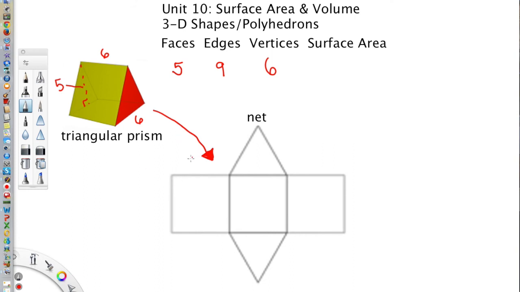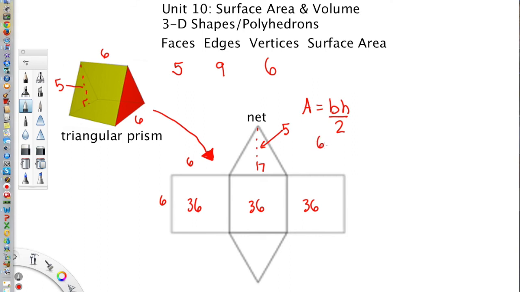Okay, so let's transfer that data to our net. That means that each of these square faces is 6 by 6, which would give us 36 square units. And then our two triangular faces have a height of 5, and we know that area is equal to base times height divided by 2 for a triangle.